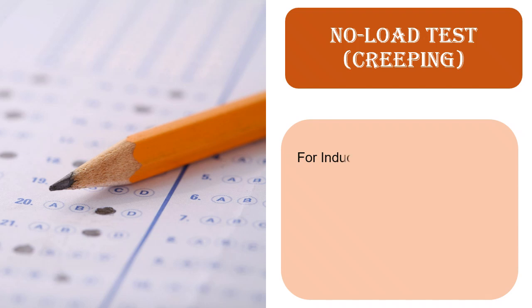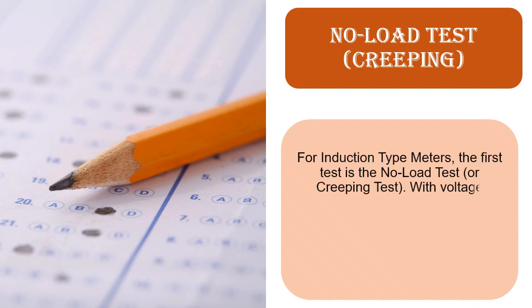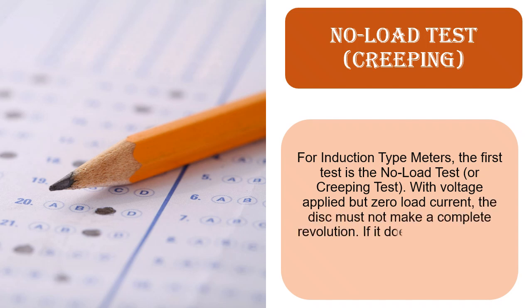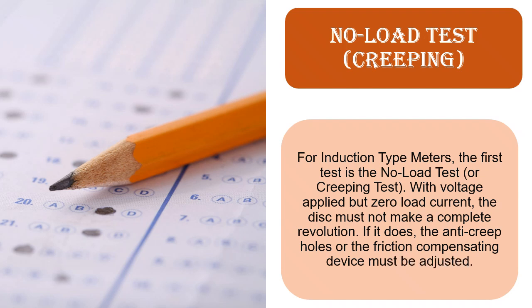No-load test, creeping. For induction type meters, the first test is the no-load test, or creeping test. With voltage applied but zero load current, the disk must not make a complete revolution. If it does, the anti-creep holes or the friction compensating device must be adjusted.